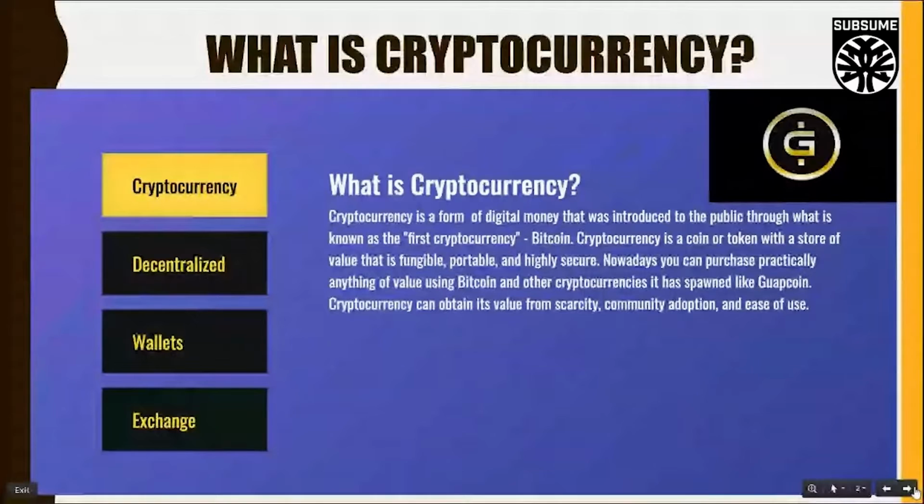So, what is cryptocurrency? Most people know cryptocurrency, and the first thing that comes to their mind is Bitcoin. For some people, Bitcoin is the only cryptocurrency, but there are several other cryptocurrencies. Some you may have heard of, like Ethereum, Litecoin, Monero, and definitely us, GuapCoin. GuapCoin is a currency. It is on its own blockchain.